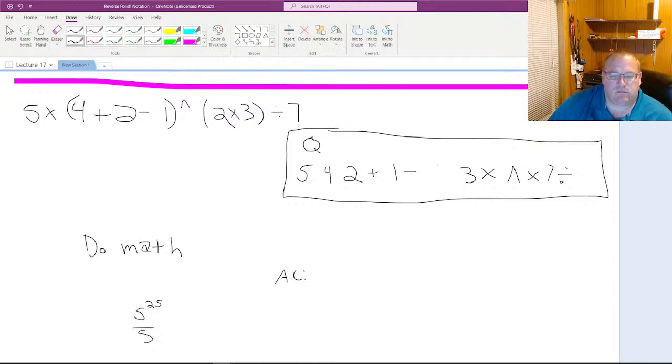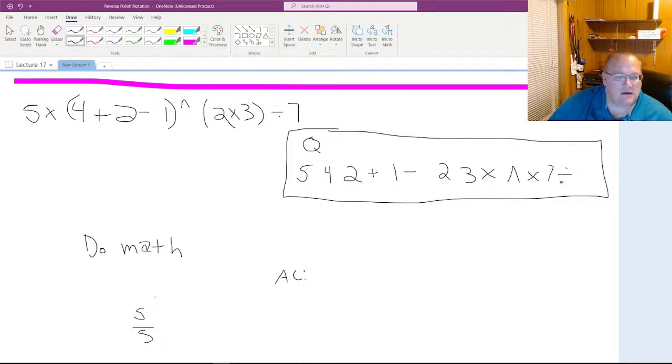Actually, let's make that, yeah, that's fine too. And so then it'll actually be 5 to the 7th power. Right? Because 2 times 3 is 6. And then we're going to multiply it by that 5 out in front. So we're going to say 6.